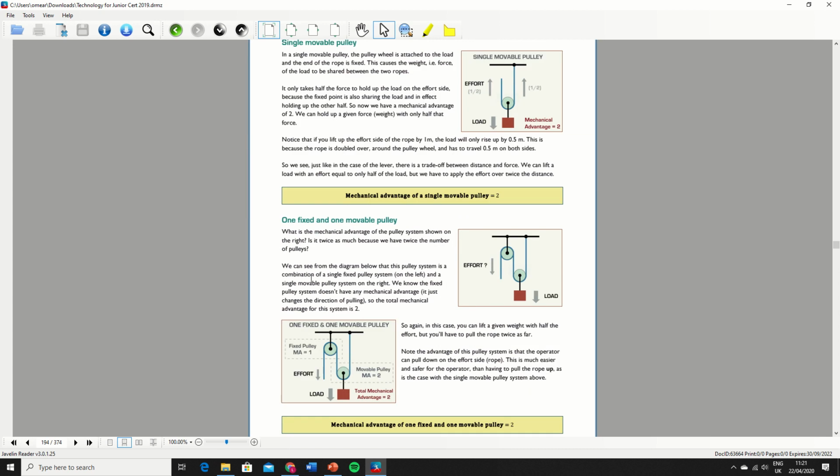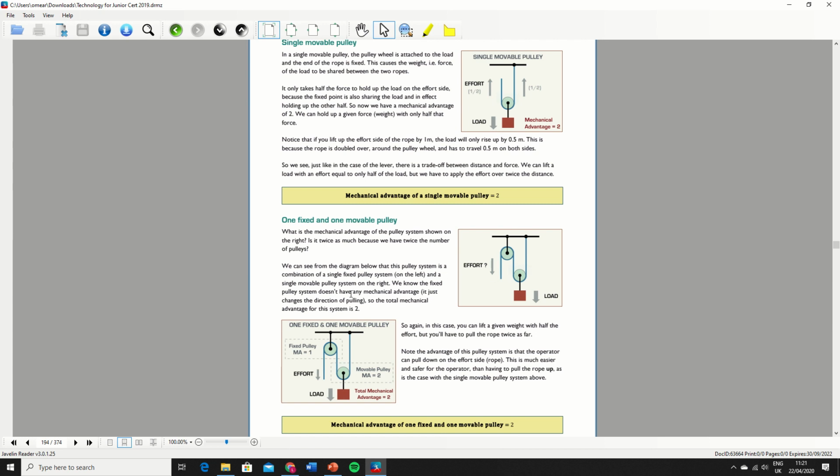So now, one fixed and one movable pulley. What is the mechanical advantage of the pulley system shown on the right? Is it twice as much because we have twice the number of pulleys? We'll find out. We can see from the diagram that this pulley system is a combination of a single fixed wheel pulley on the left, and a single movable pulley system on the right.